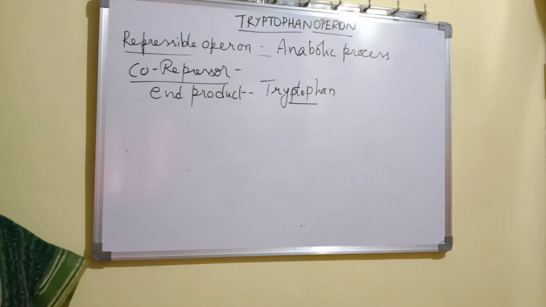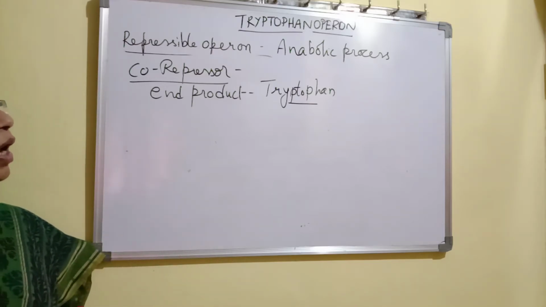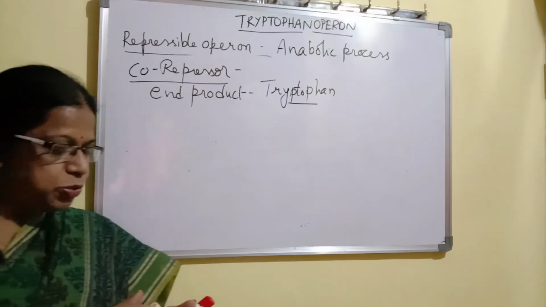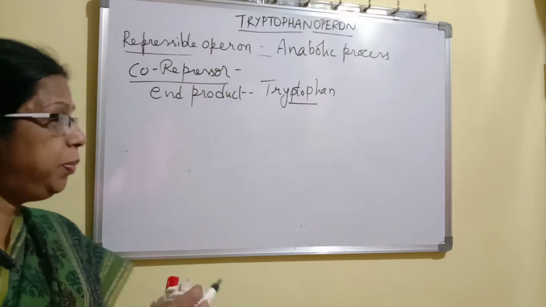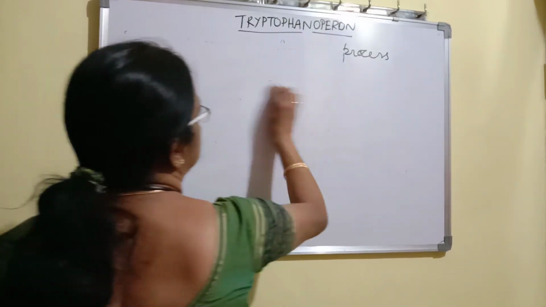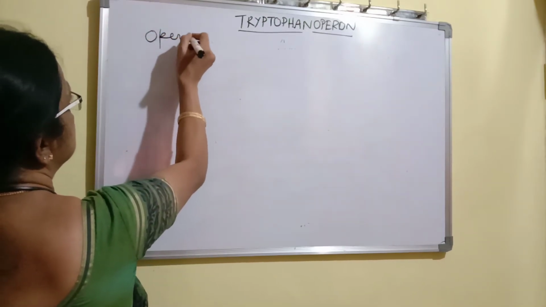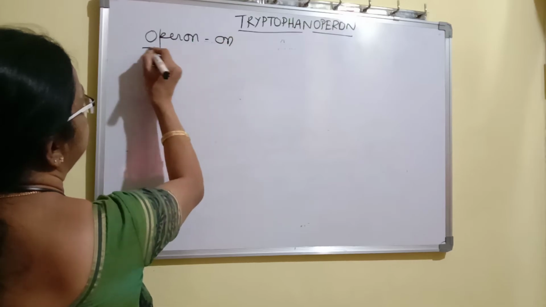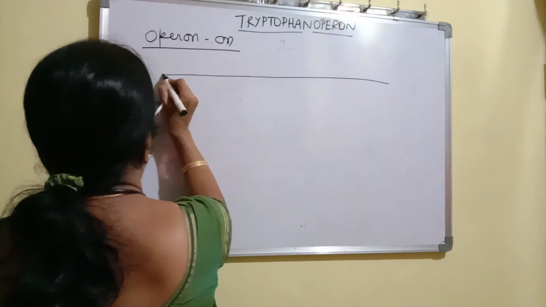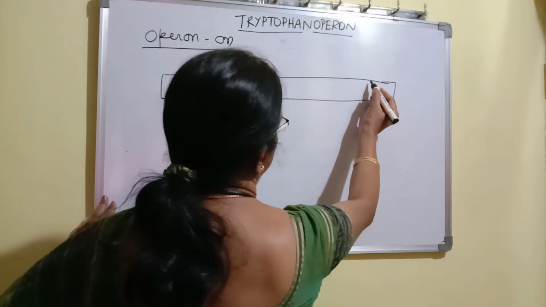Now let us see diagrammatically how the genes are switched on and off. First, let us see how the genes are switched on, that means how transcription will take place. If transcription has to take place, then the operator has to be free. So let us see the first diagram where the operon will be on. On means transcription will take place and it is going to produce the protein.